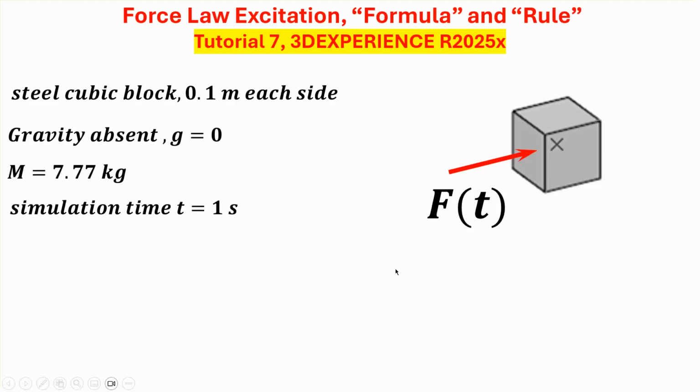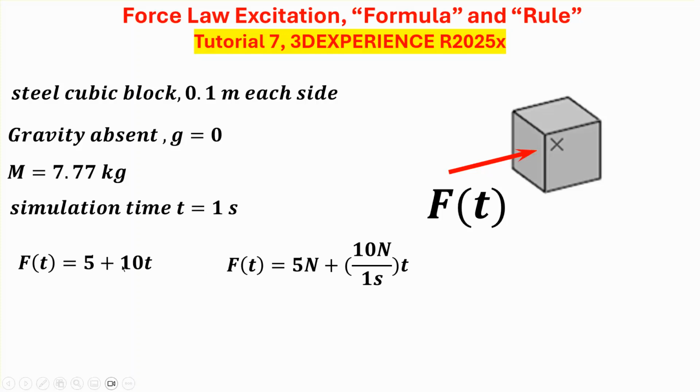So let's say that the block or the box is made out of steel, 0.1 meter in each dimension. And there's no gravity. I just turn off gravity. It's just accelerating on the force applied. Maybe it's in outer space. And the mass of the block, if we use steel properties, is about 8 kilograms. And I'm going to do a simulation over a 1 second interval because I want to show you what happens over 1 second. Now, the force that I want to apply is actually 5 plus 10t.